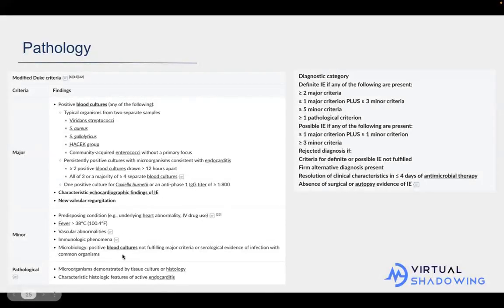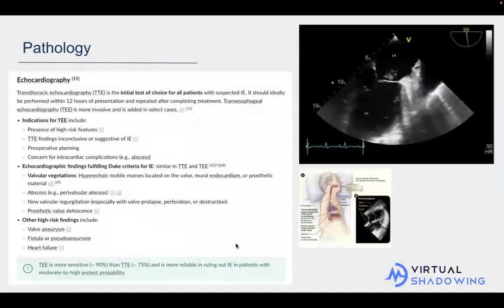Minor criteria being immunologic phenomena and vascular abnormalities. So that might be some of those Janeway lesions and things, and being feverish, which he did have. His IV drug use is technically not a major criterion.